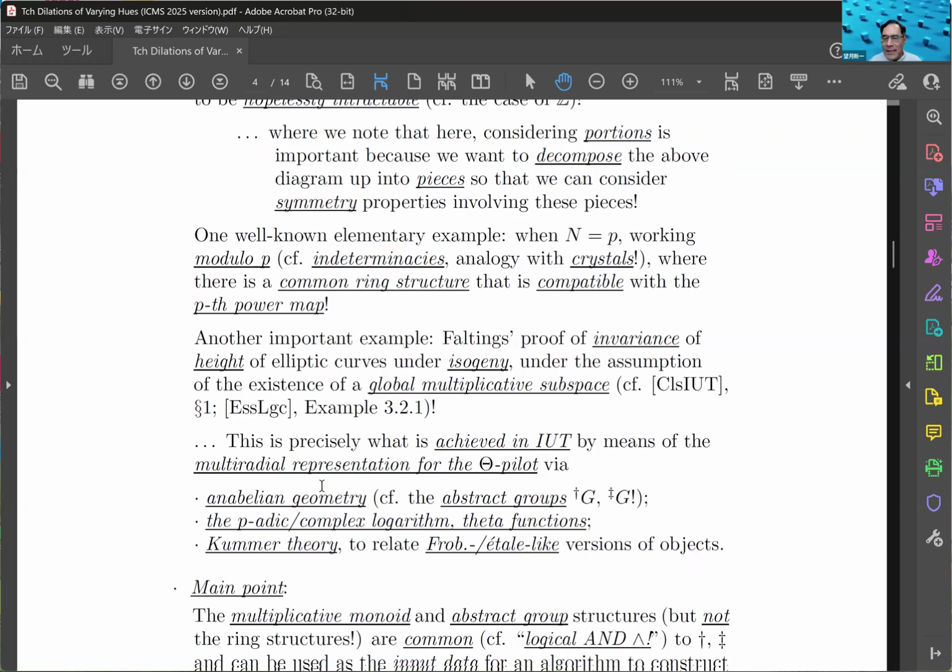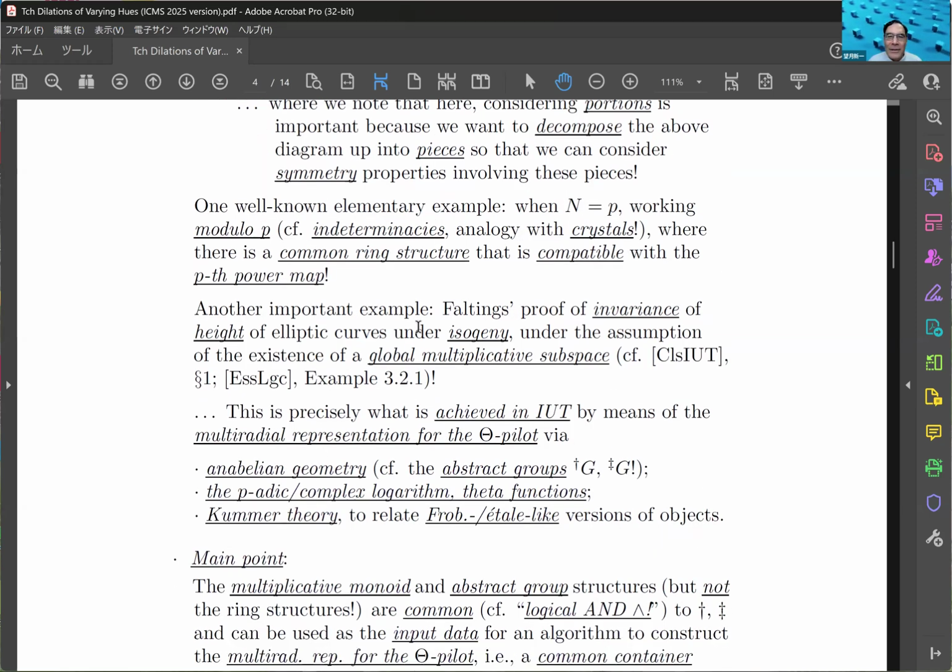So another important example, which is in fact the motivating example that gave rise to IUT in some sense, is Faltings' proof of invariance of the height of elliptic curves under isogeny, where it's a special case of this Faltings' proof, under the assumption of the existence of a global multiplicative subspace. So this is a very special case of Faltings' proof. And this is discussed in detail, for instance, in the essential logical structure survey, example 3.2.1. And so in some sense, one can think of IUT as a theory designed to generalize this kind of argument to the case of arbitrary elliptic curves, where you don't necessarily assume the existence of a global multiplicative subspace. So at any rate, this is what one would like to do.